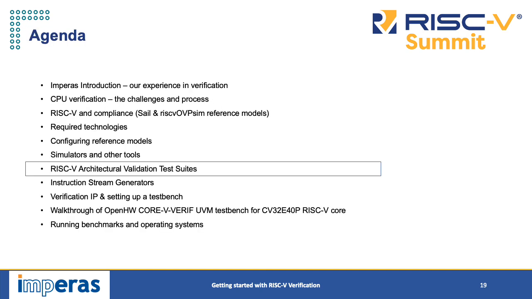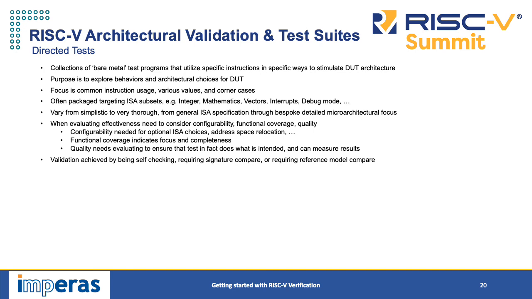Okay, so now let's have a look at what's available in terms of architectural validation and test suites. These are what are called directed tests, and really they're collections of bare metal test programs. There are no operating systems, and they utilize specific instructions in specific ways to stimulate the device under test. The purpose is to explore how the behaviors and architectures are working in that device under test, and then have some way of validating those. They tend to focus on certain common instruction usage and corner cases, and they tend to be packaged in subsets around different ISA modes normally. They can be pretty simplistic, on the general spec, all the way through to detailed microarchitectural tests.